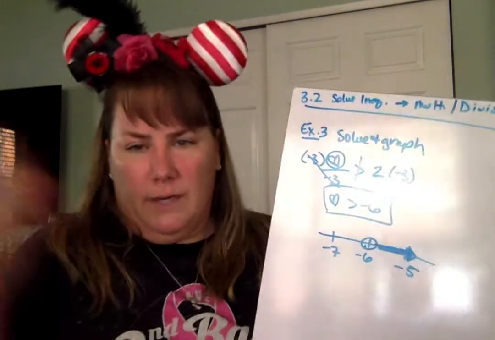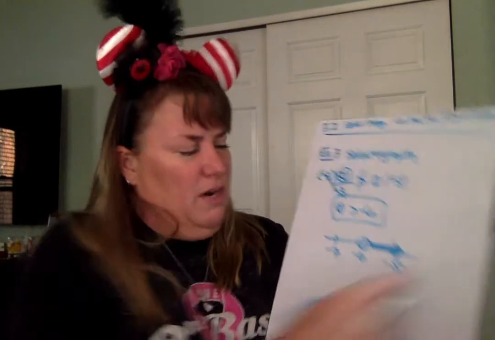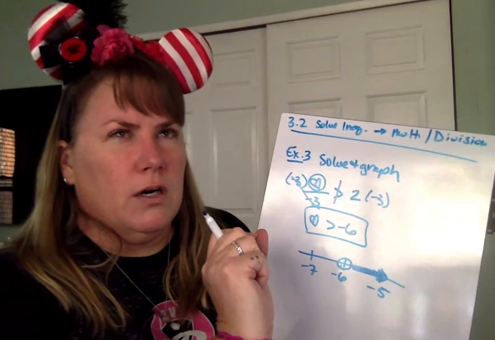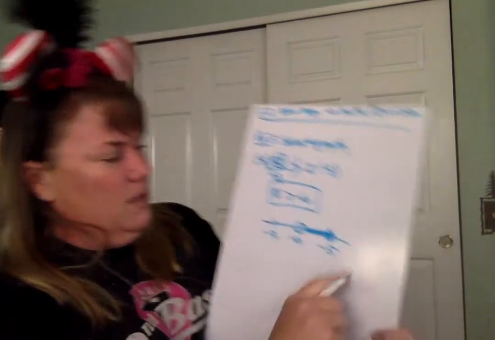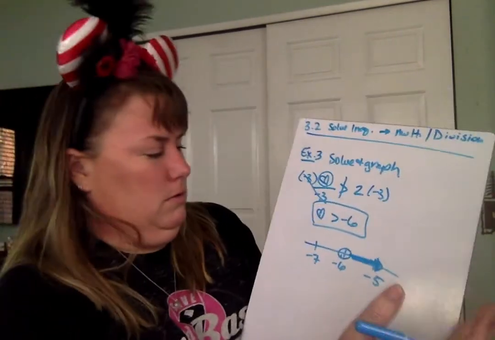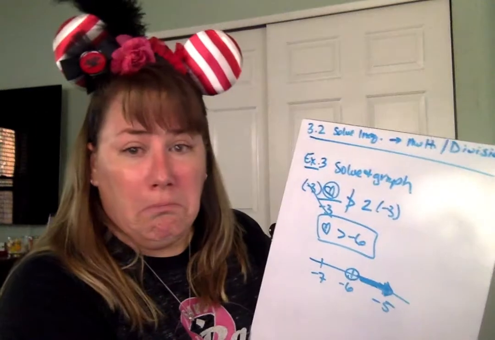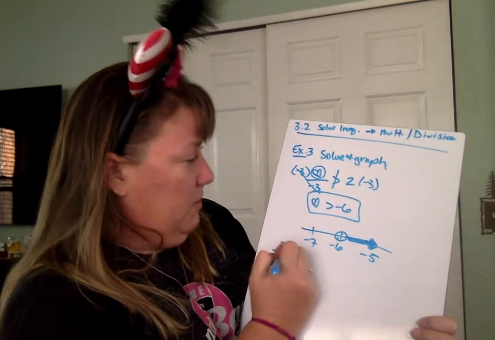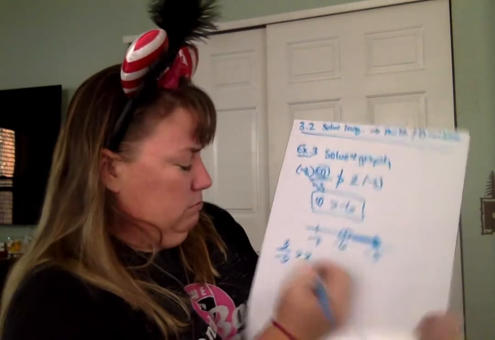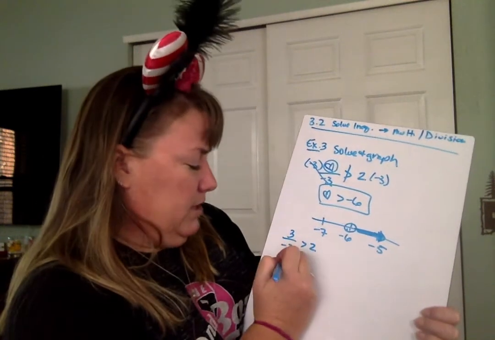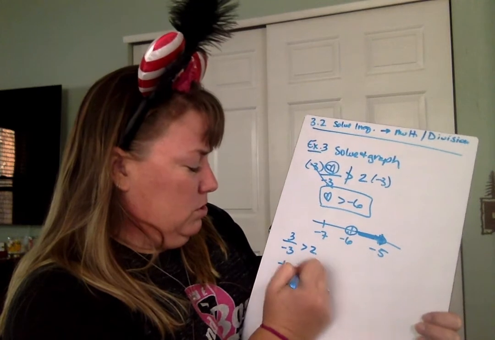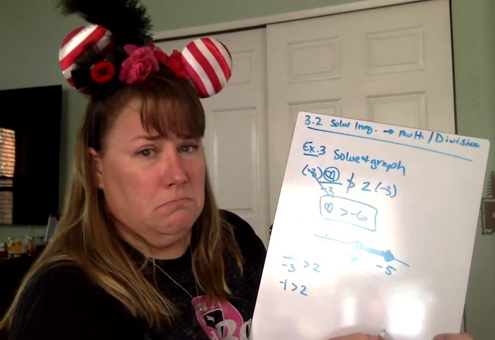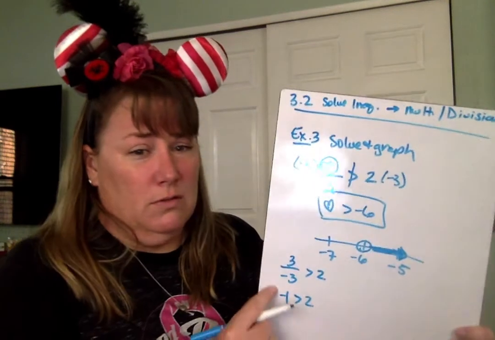Sweet. Okay. So let's pick a number down here just to make sure we are solving these correctly. So how about like, I don't know, 3. How about 3? Let's plug it in up here. 3 divided by negative 3 is greater than 2. Okay? So 3 divided by negative 3 is negative 1. It's greater than 2. Is that true? Is that true right here?